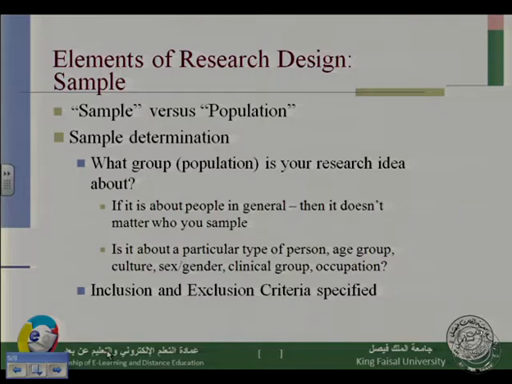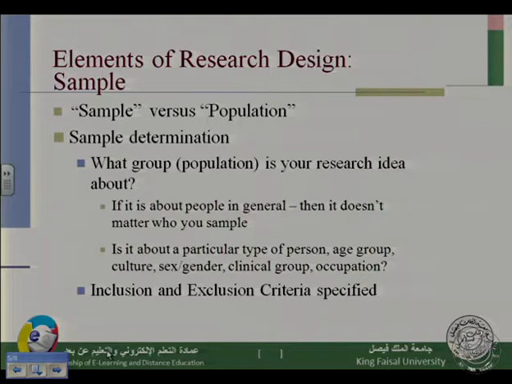Are you targeting, for example, the age group, as I said, children? Type of person, academics, for example. Culture, are you comparing two cultures, for example, or targeting only one culture? Gender, are you comparing males and females, or only targeting, for example, females? A clinical group, this is for medical people. Maybe you want to compare two types of clinical groups. Occupation, again, are you targeting academics, engineers, teachers versus administrators, etc.